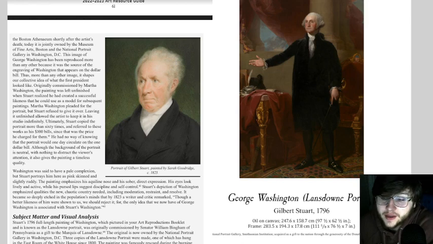Washington was said to have a pale complexion, but Stuart portrays him here as pink-skinned and slightly ruddy. The painting emphasizes his aquiline nose and his sober, direct expression. His eyes look lively and active, while his pursed lips suggest discipline and self-control.